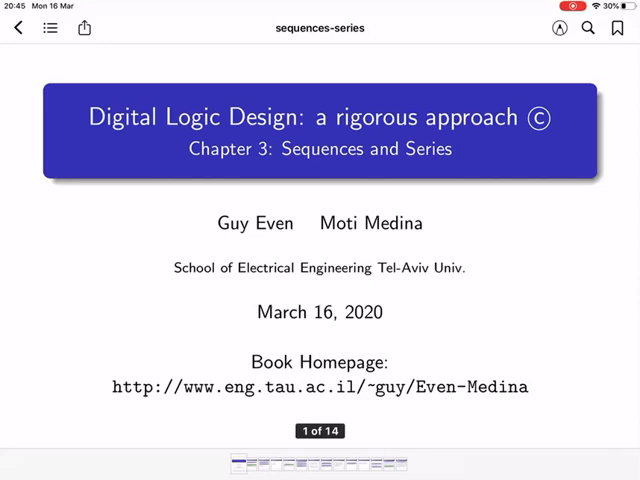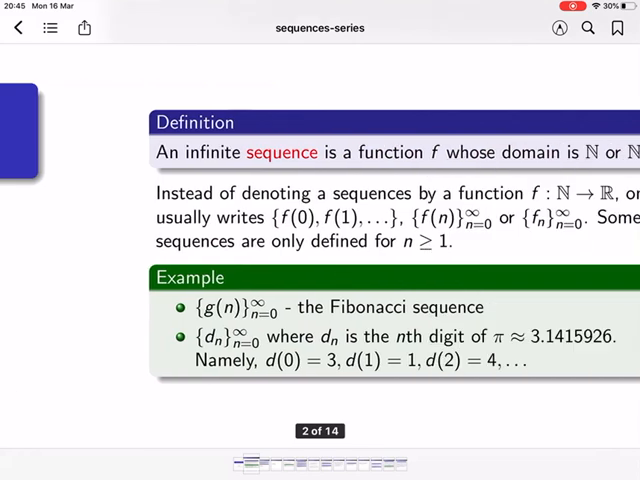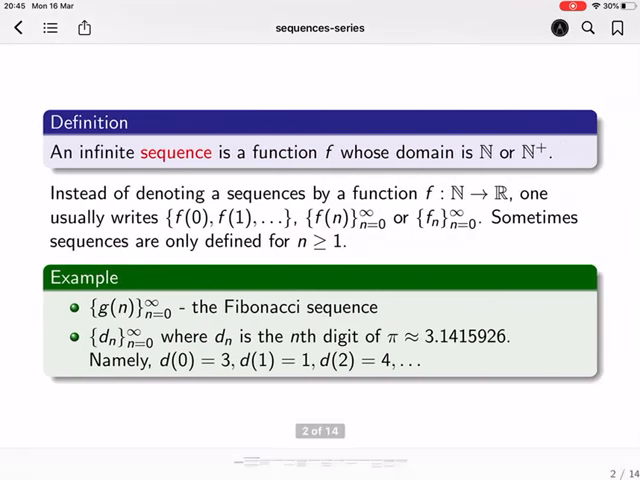Welcome to the lesson on Chapter 3, Sequences and Series. What is an infinite sequence? It is a function, f, whose domain is N or N plus, that is the positive integers, not including 0.